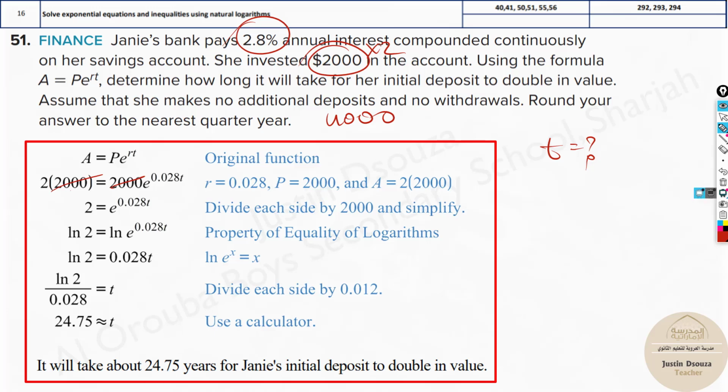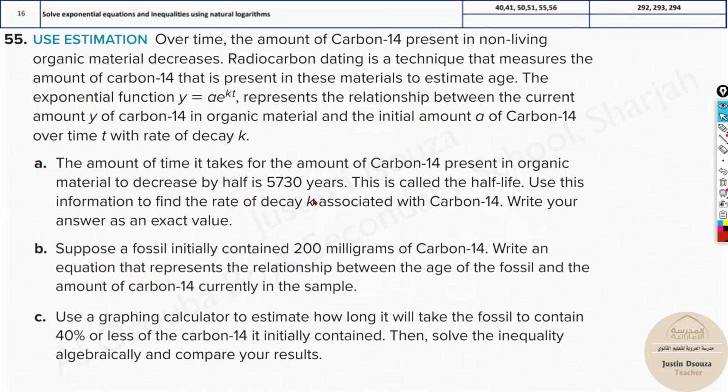It'll take 24.75 years of investment to double this amount for this particular rate of interest, because the rate of interest is very low here, 2.8%.